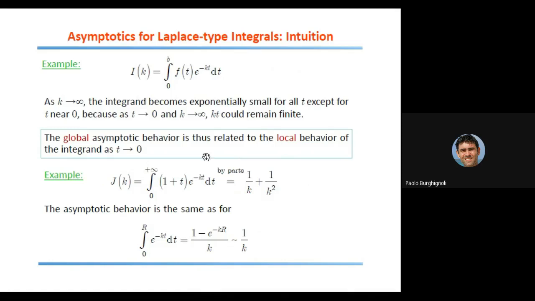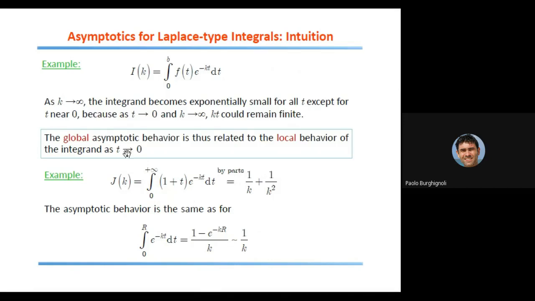For example, take this function J of k, which is the integral from 0 to infinity of (1 plus t) times the exponential e to the minus kt, and integrate by parts. Now you will discover that this integral can be done analytically, and the result is 1 over k plus 1 over k squared. So here we don't need to do any asymptotics. This is exact, but it's an exact result which is in the form of the first two terms of an asymptotic expansion in inverse powers of k.